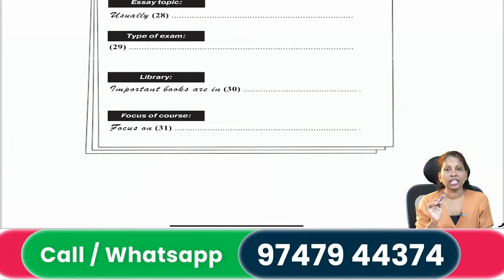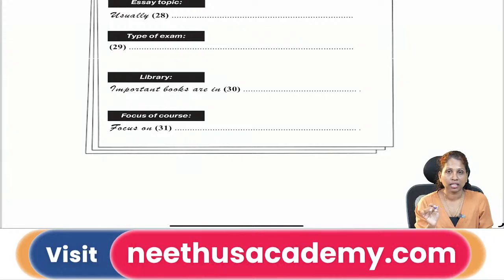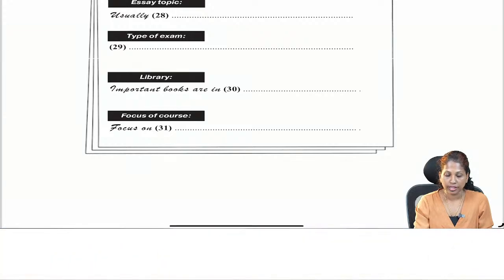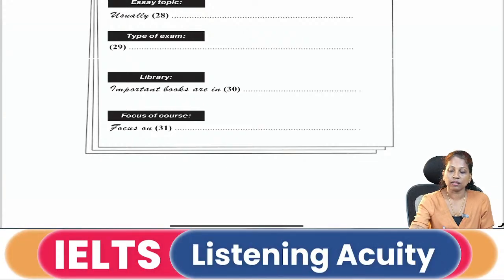We are looking for something connected to important books. That is our keyword. Not books alone, important books are what is your keyword, right? So let's go for the answer.